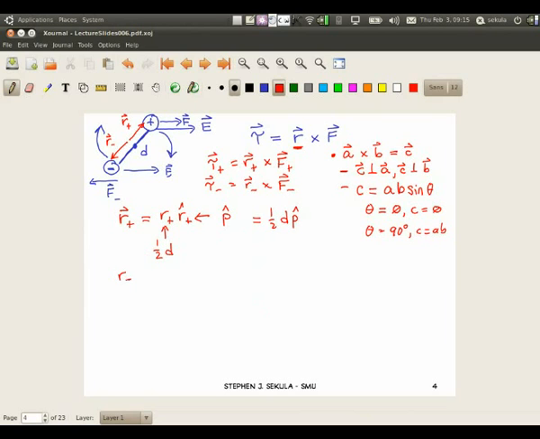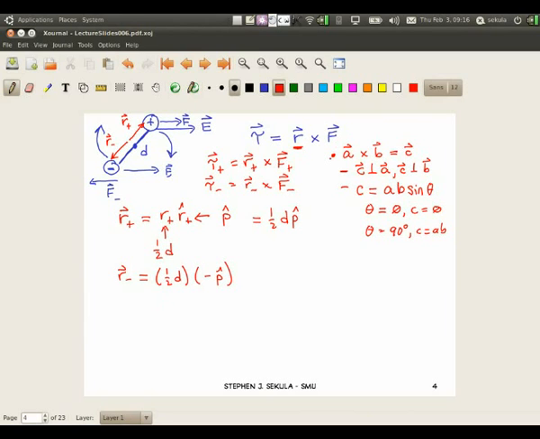What about the r minus vector? The r minus vector has the same length as r plus, but it points in the opposite direction. So we can write it as 1/2 d times negative p hat. Excellent.